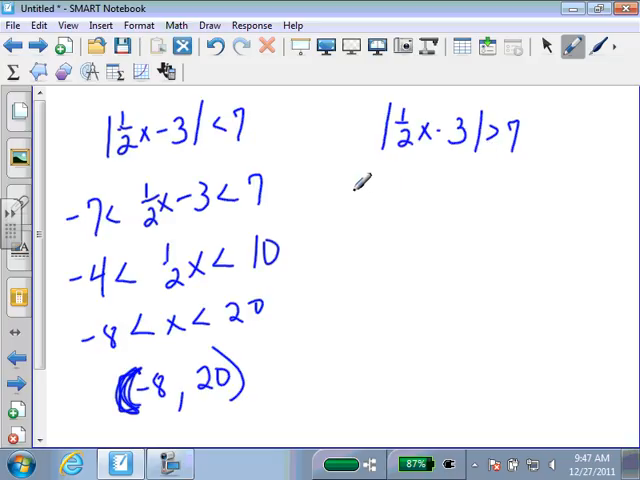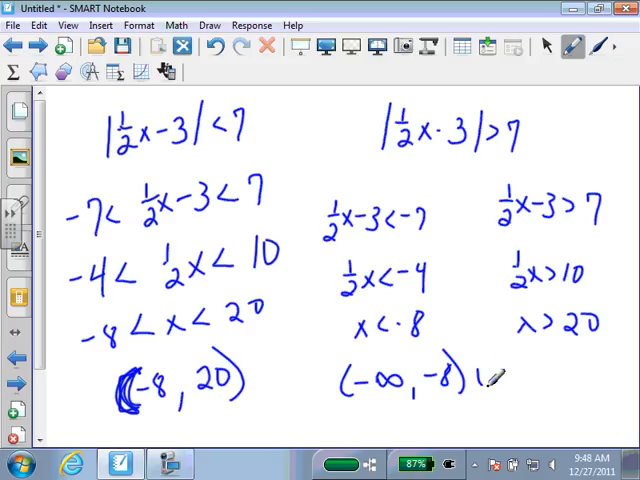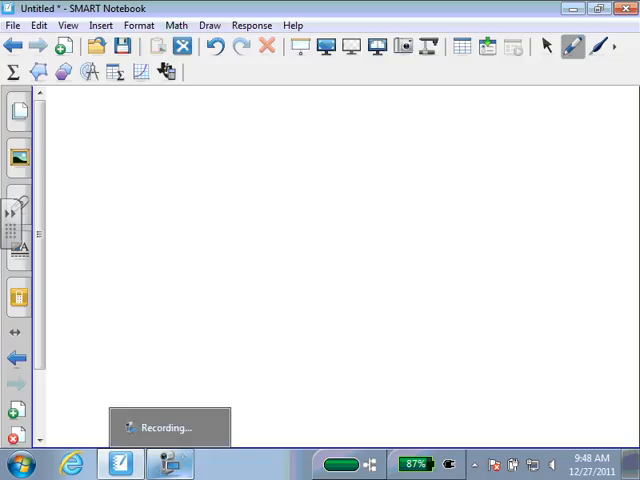If it's greater than, I have to do it in 2 parts. There's a part that's greater than 7. Half x minus 3 is actually bigger than 7, so the distance is more than 7. But more than 7 could also be 1/2 x minus 3 is on the small side of negative 7, so it's going farther away from negative 7. So you get 1/2 x is less than negative 4, x is less than negative 8, you get 1/2 x is greater than 10, x is greater than 20. So I get negative infinity to negative 8 united with 20 to infinity.